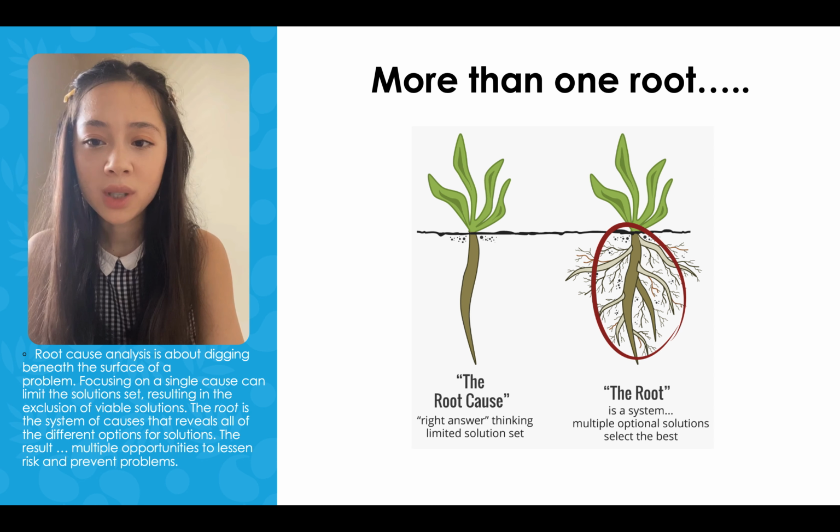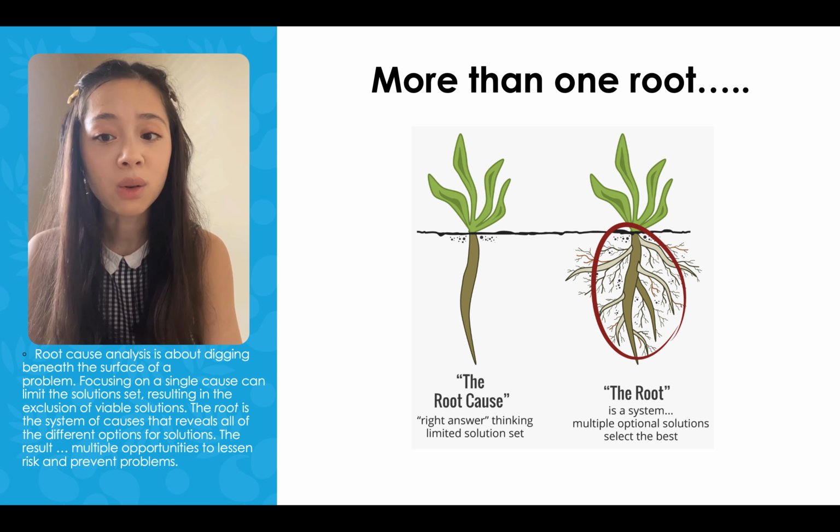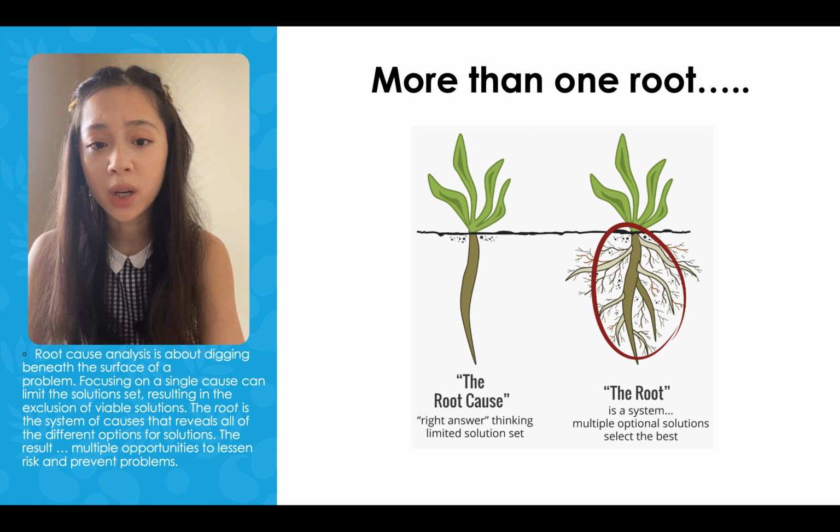So the root is basically a system of causes that reviews all of the different options for solution. And the result is multiple opportunities to lessen risk and prevent problems from occurring again in the future.